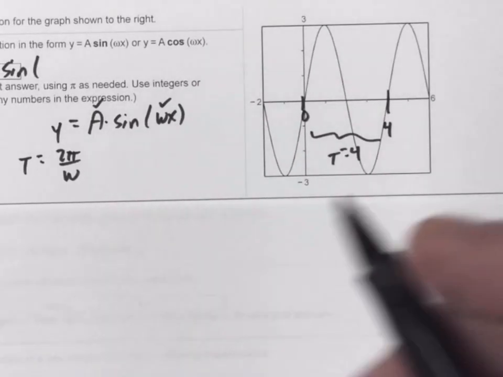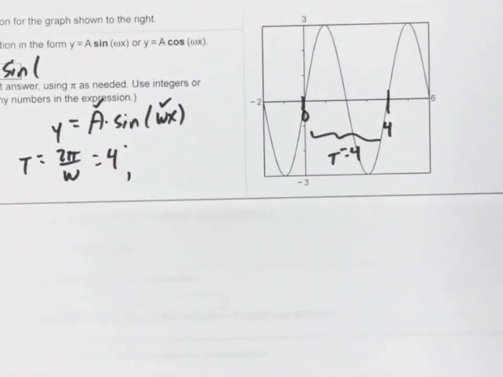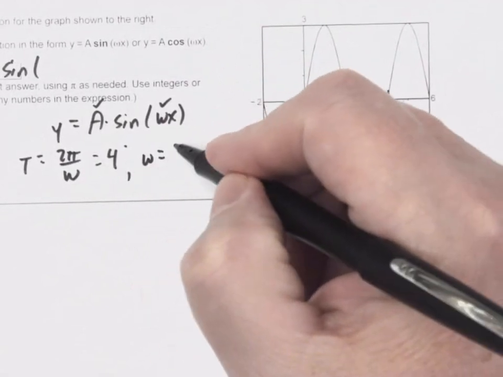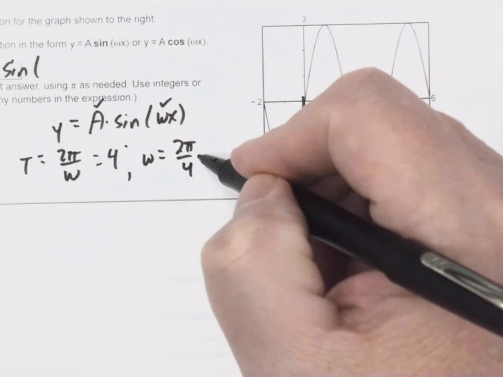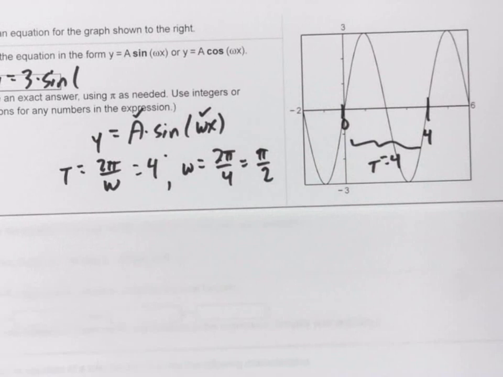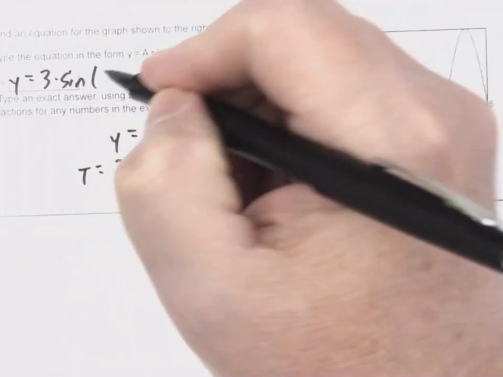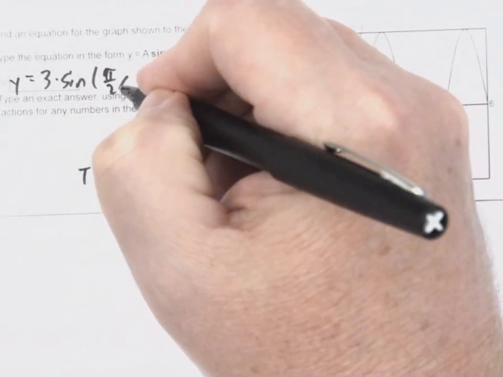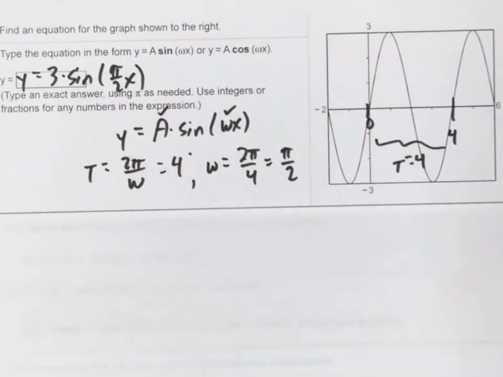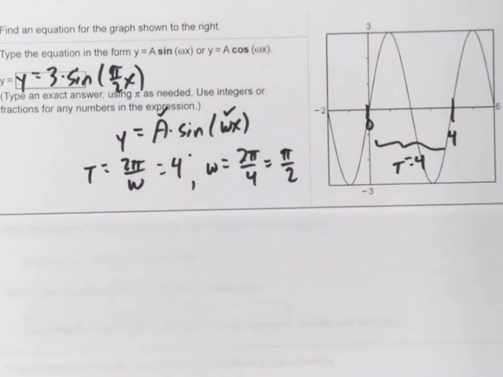So now I plug that in here. I rearrange this to solve for omega. And I get omega is 2 pi over 4, which reduces down to pi over 2. So I go up here, if omega is pi over 2, I have pi over 2 x. And that should be the equation of this graph, and that is correct.